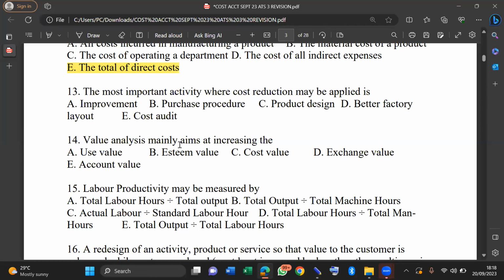But I tell you that it's better factory layout. You have tried. We have tried. You have tried. I really cherish that.